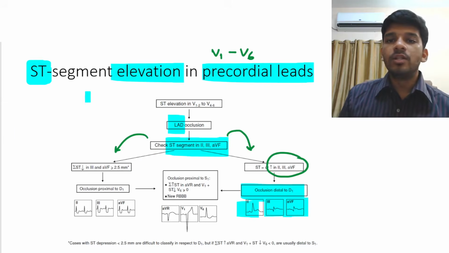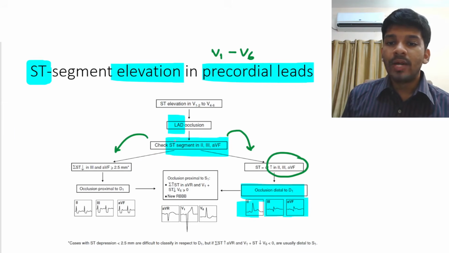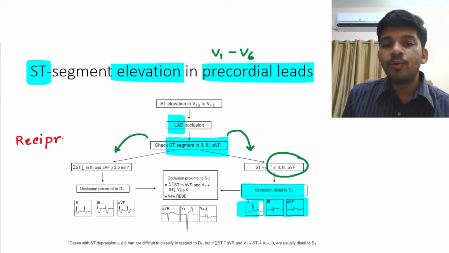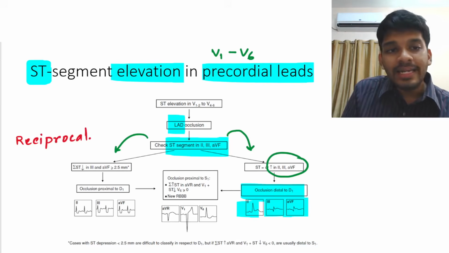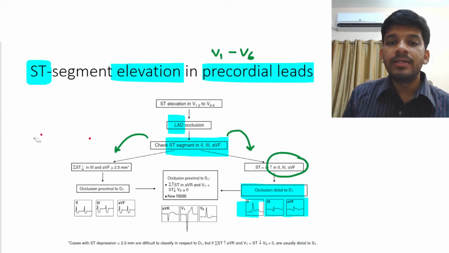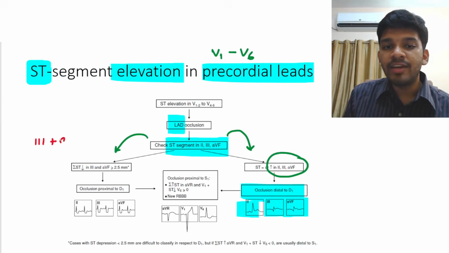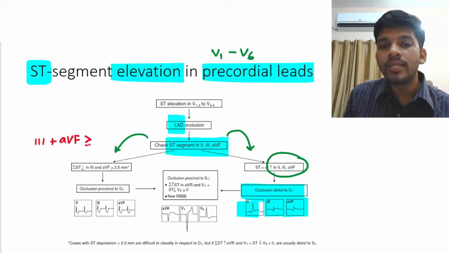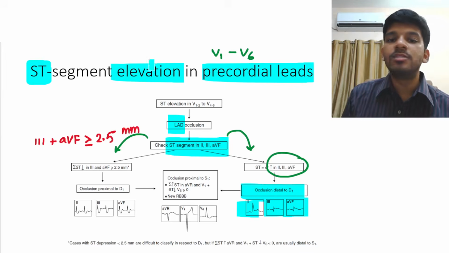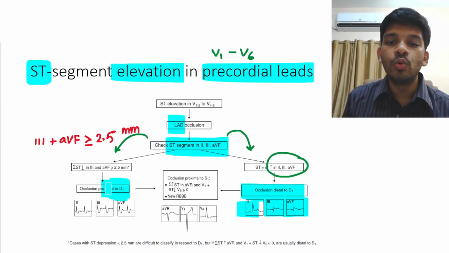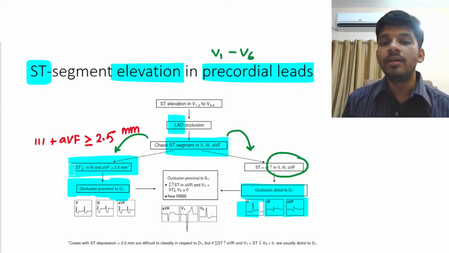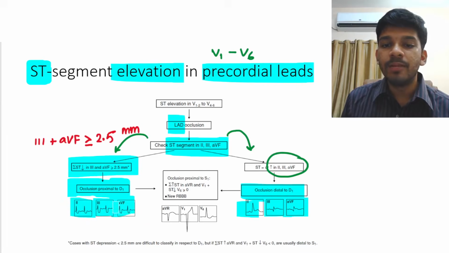The other part of the algorithm is whether to look at the ST segment depression. If there are reciprocal changes, and remember these reciprocal changes criteria wise, the ST segment depression that is expected is in lead 3 plus lead AVF. This ST segment depression, if it is more than 2.5 millimeter, has a very high specificity of the occlusion being proximal to D1. This will signify occlusion is proximal to D1. Okay, so you can see here ST segment depressions.